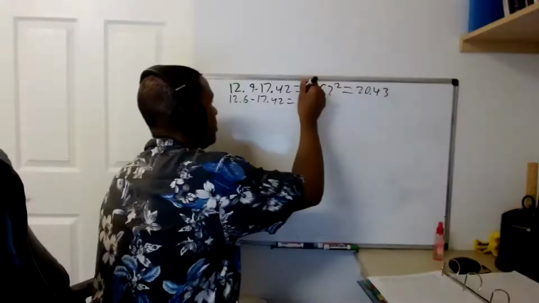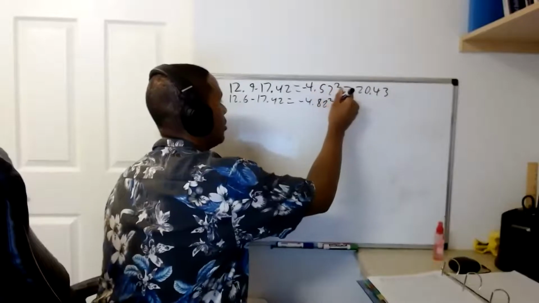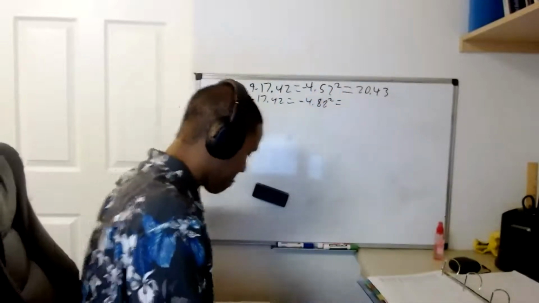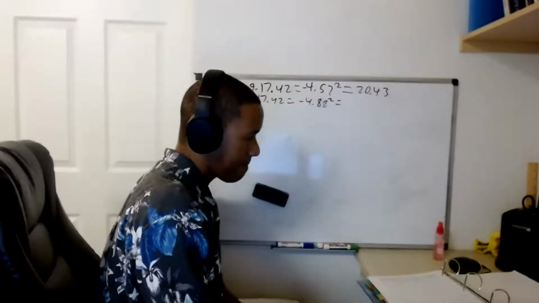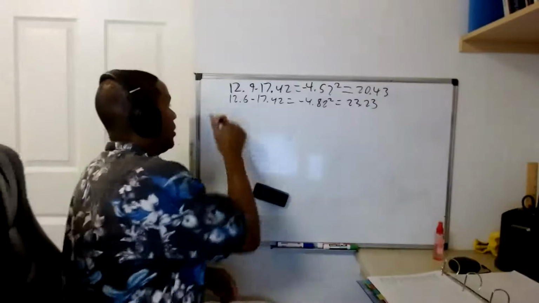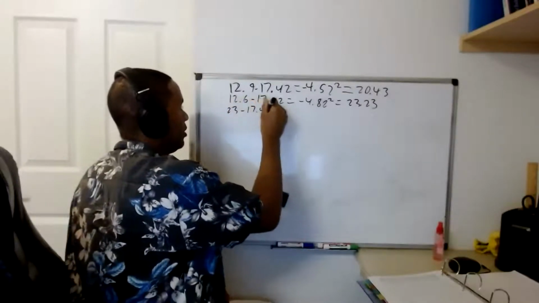Negative 4.82. So both of these numbers are negative. 4.82, square it up and we get what? 23.23. Next city, 23 minus 17.42 gives me what?